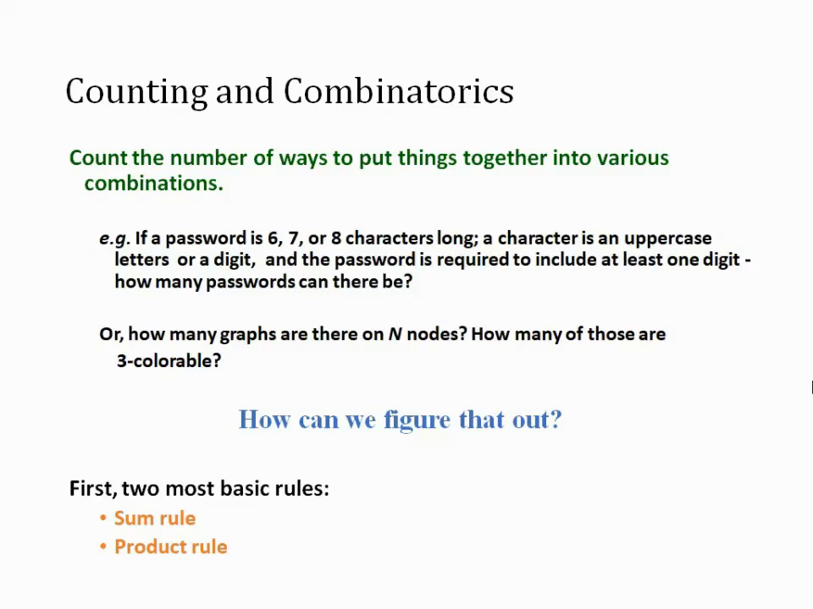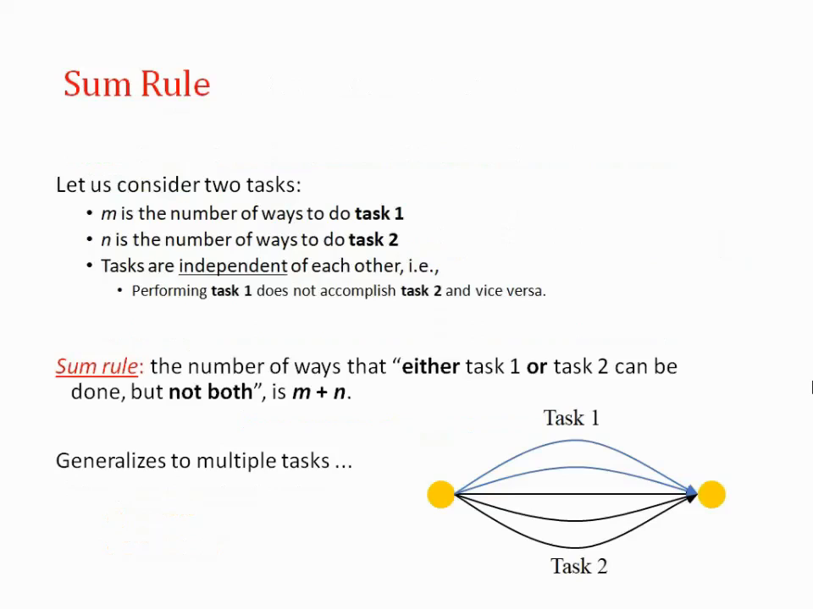So how can we figure this out? There are two methods to do this. The first is the sum rule, and the other is the product rule. So what is the sum rule? Let us consider two tasks. M is the number of ways to do task 1, and N is the number of ways to do task 2. Tasks are independent of each other, so one does not depend on another, and performing task 1 does not accomplish task 2 and vice versa. It is just like doing one task that will not affect the other.